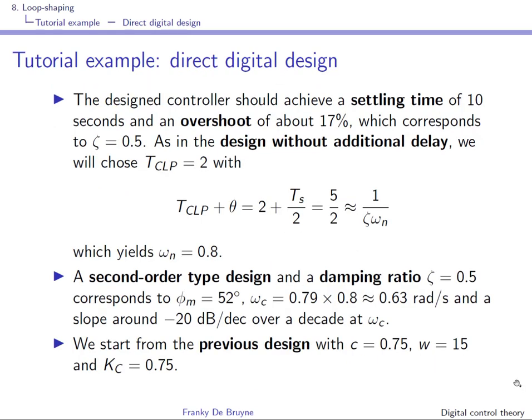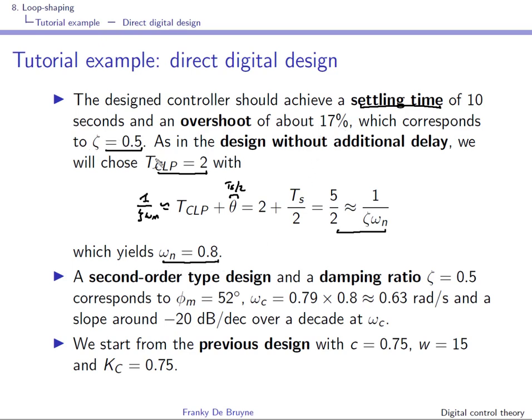For this direct digital design, we have to find the crossover frequency and the phase margin. We'll proceed as we have done with the design that takes the process and adds a delay of TS over 2. So the settling time defines the closed loop time constant, the overshoot defines zeta, and we'll use the rule of thumb that says that the closed loop time constant with the delay, in this case TS over 2, is approximately equal to 1 over zeta omega n. With zeta equal to 0.5, this yields a natural frequency of 0.8.